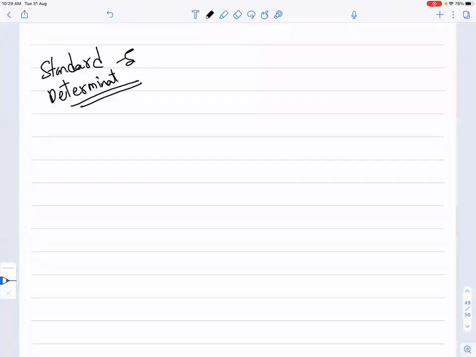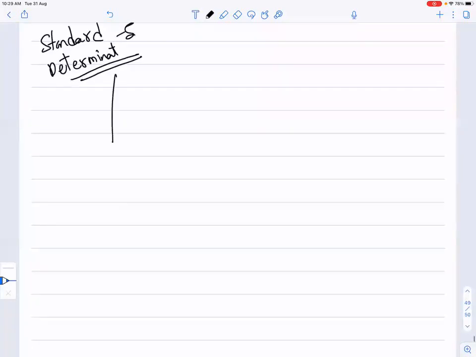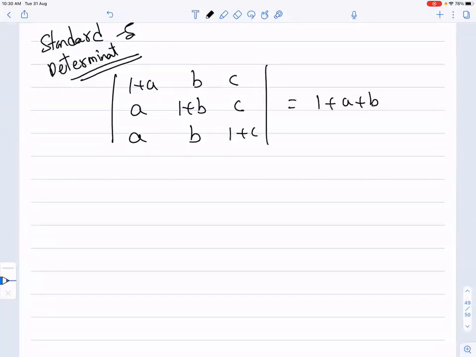Standard determinant 5. 1 plus A, B, C; A, 1 plus B, C; A, B, 1 plus C. Answer is nothing but 1 plus A plus B plus C.